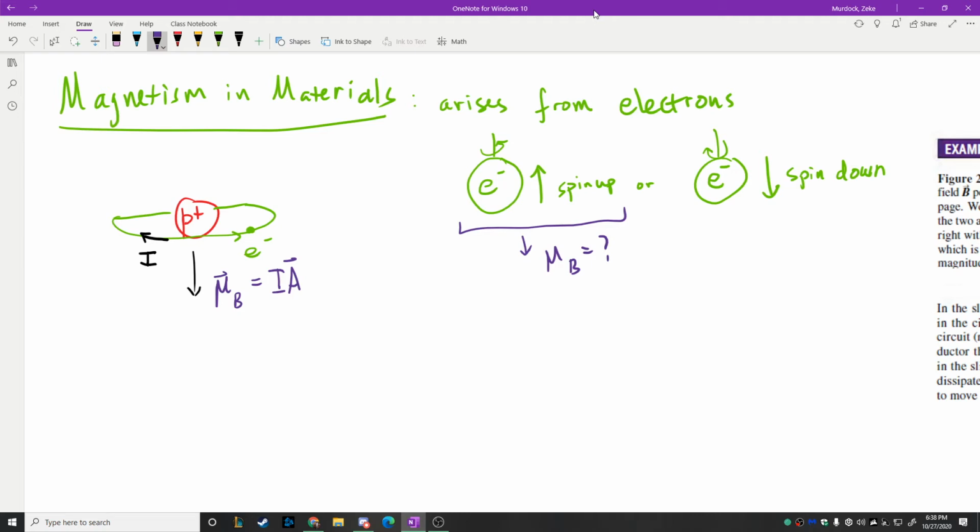That's beyond the scope of this course. It's something you learn about in quantum mechanics: that this spinning electron actually has a magnetic moment, and it's a quantum mechanical phenomenon. Now, I don't know how much of that is discussed in 1D.